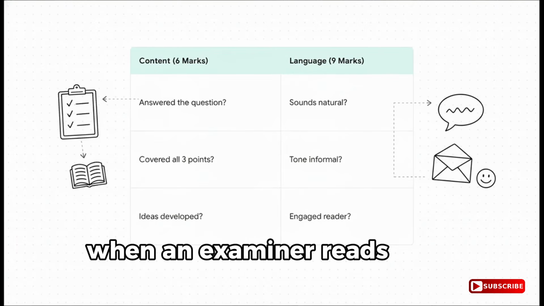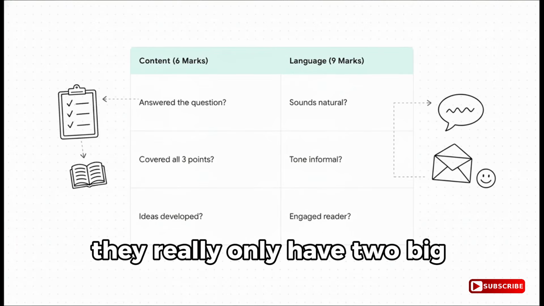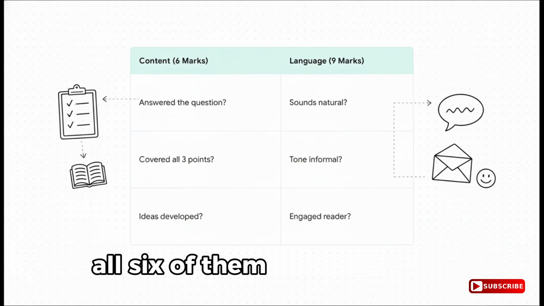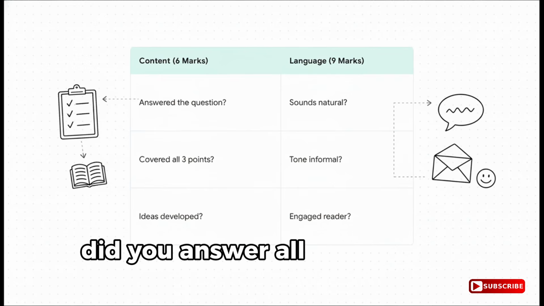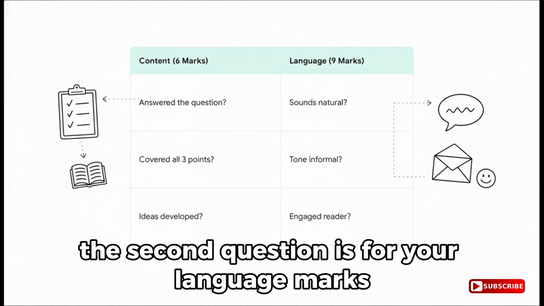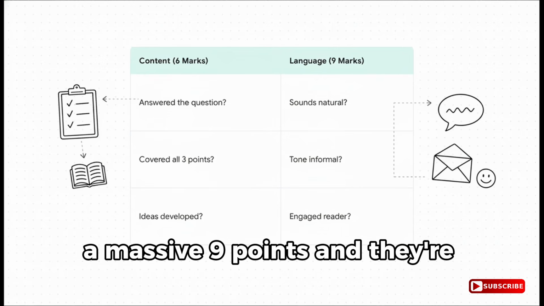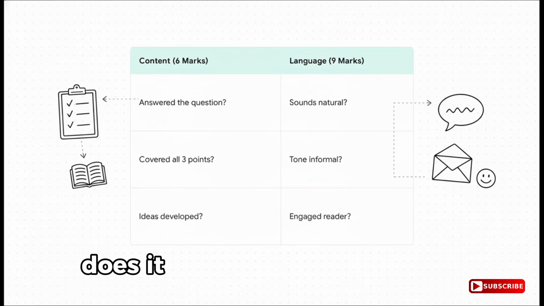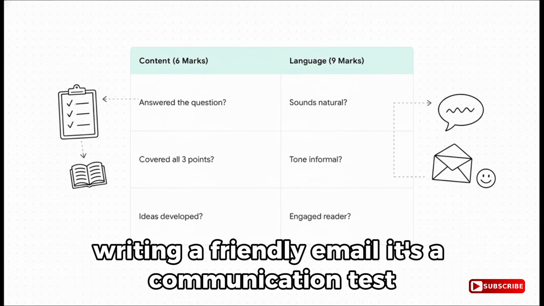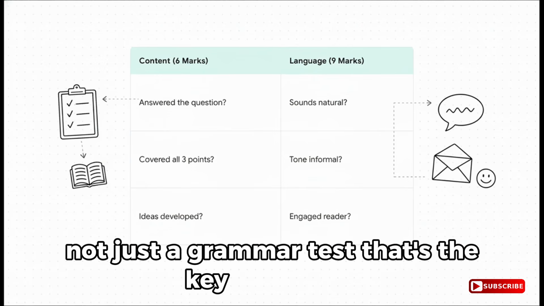When an examiner reads your email, they really only have 2 big questions in their head. The first one is for your content marks, all 6 of them. And it's simple. Did you answer all 3 bullet points? That's it. The second question is for your language marks, a massive 9 points. And they're asking, does this sound natural? Does it sound like a real person writing a friendly email? It's a communication test, not just a grammar test. That's the key right there.